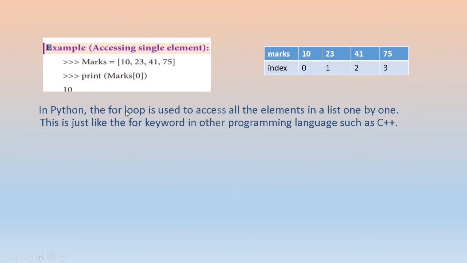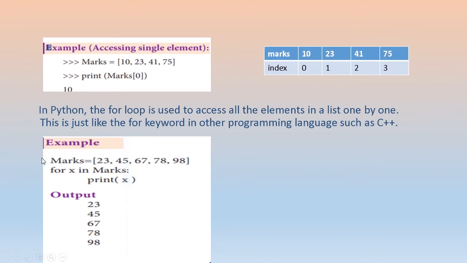In Python, for loop is used to access all the elements in a list one by one. Suppose I want to access all the elements one by one, then I have to go for the looping statement. Either you can use for loop or while loop. For loop is the most comfortable. This is just like the for keyword in other programming languages such as C++. So already you know how to use the for loop.